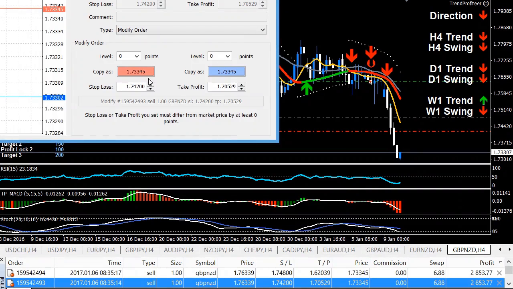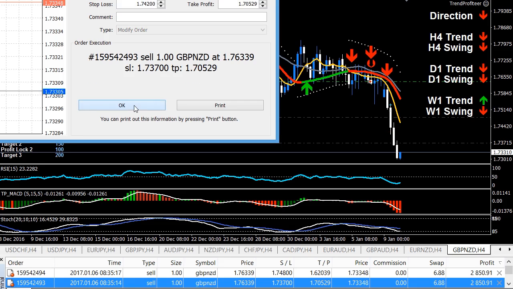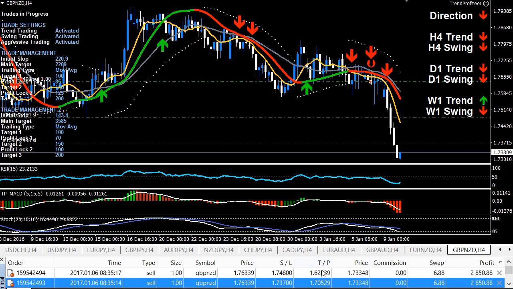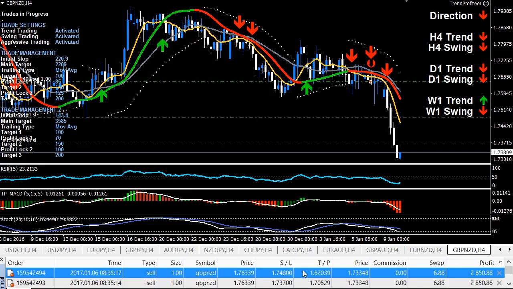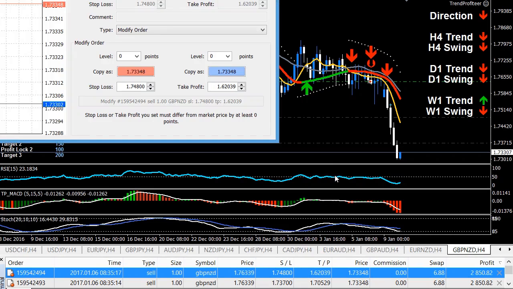Let me modify this trade. Let's make some more money. I'm going to set it to 173.70. There you go. Stops have been moved. I'm locking in profits just to keep up with this trade. This trade has been so good.